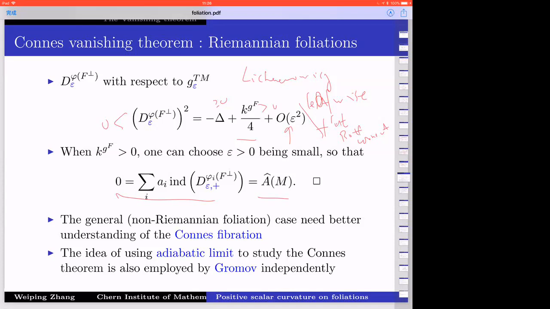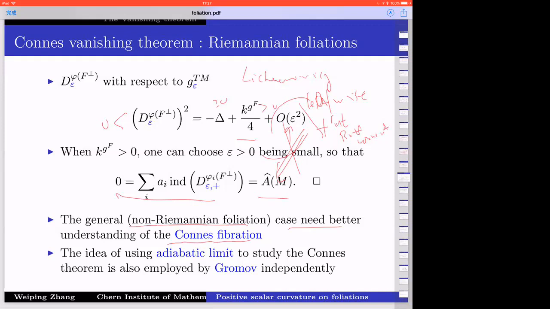But the more general difficult case is the non-Riemannian case. That means we no longer have this O(epsilon squared). And in this case, Connes introduced what we call the Connes fibration to overcome this difficulty. So then we need a better understanding of this Connes fibration.